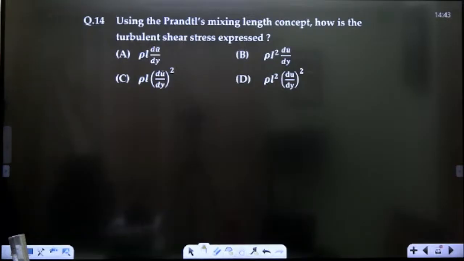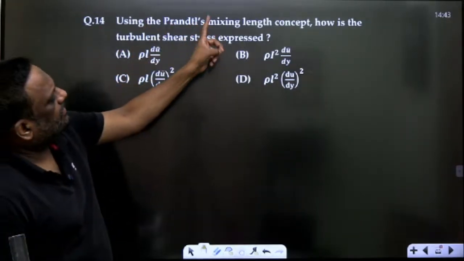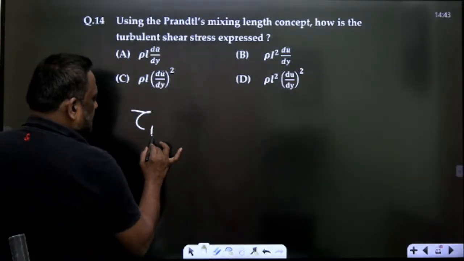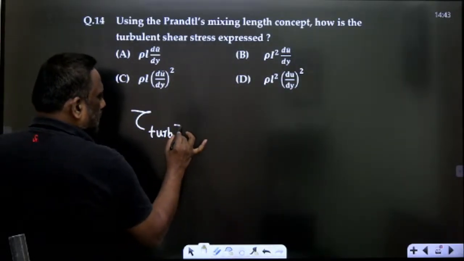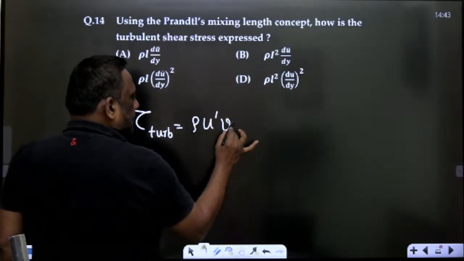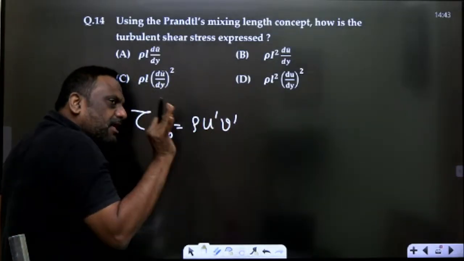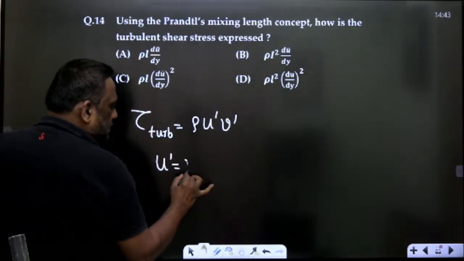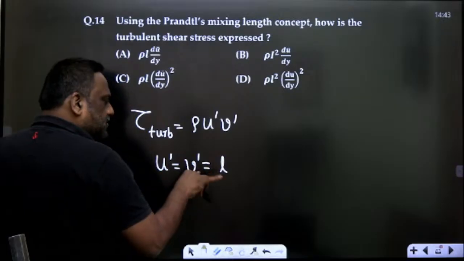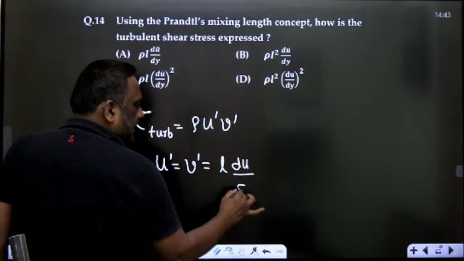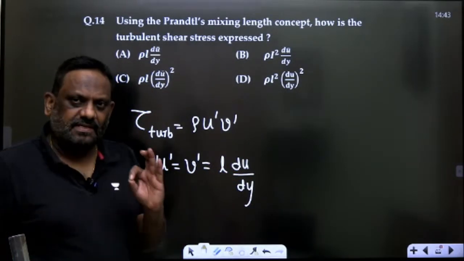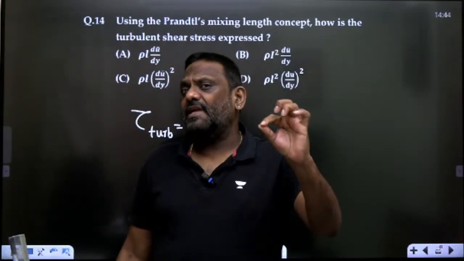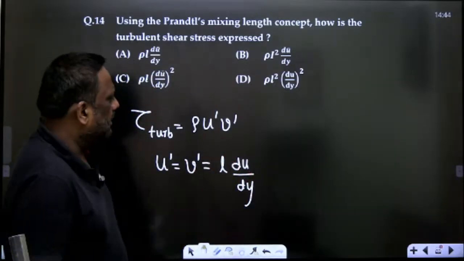Do this. Using Prandtl's mixing length concept, how is the turbulent shear stress related? The turbulent shear stress is given by rho u dash v dash, where u dash and v dash are fluctuating components in x and y directions respectively. As per Prandtl's mixing length theory, u dash is equal to L du by dy. What is L? Prandtl's mixing length. It is similar to the mean free path of gases, which I explained very clearly in the flow class.